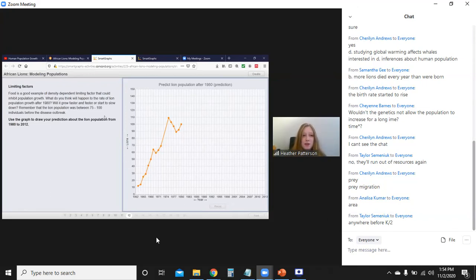So what do you think will happen to the rate of lion populations after 1980? Will it grow faster and faster or start to slow down? And remember that the lion population was between 75 and 100 individuals before the disease outbreak.